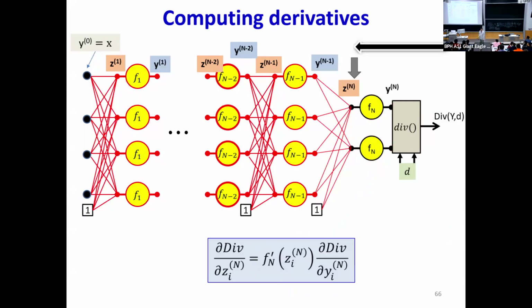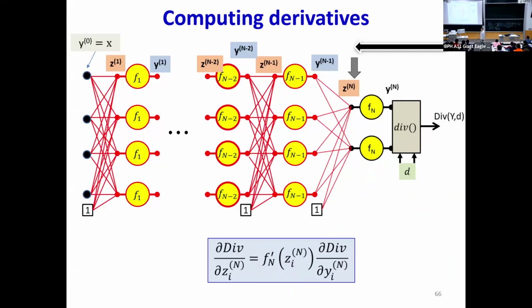Doesn't this also require the divergence function to also be differentiable? Yeah, that's what we said in the last class, right? The divergence must be differentiable, otherwise you're not doing any of this. And so at this point, we have the derivatives of the divergence with respect to z.